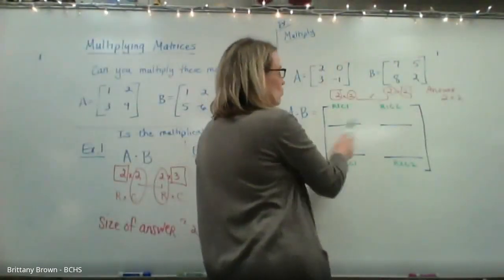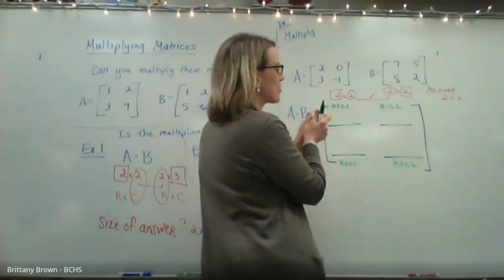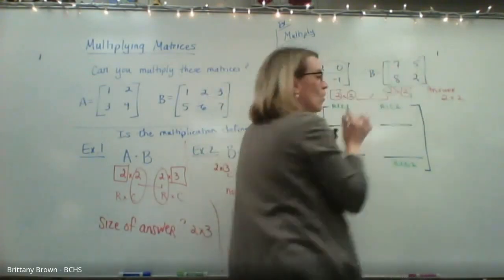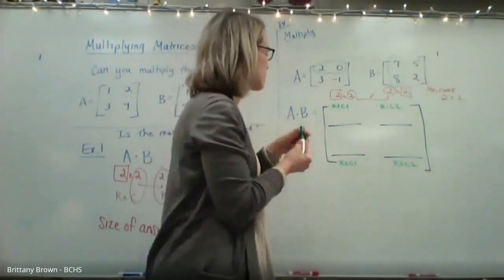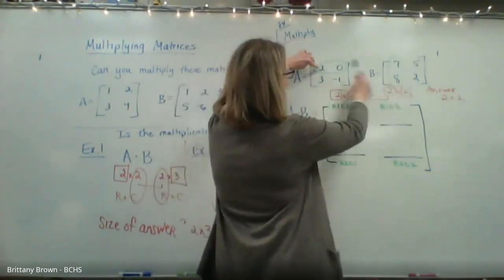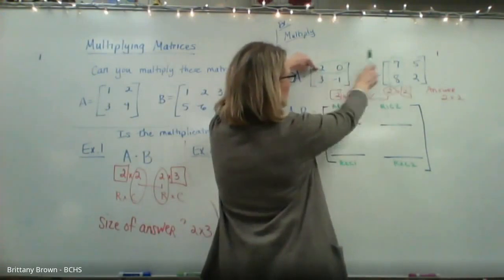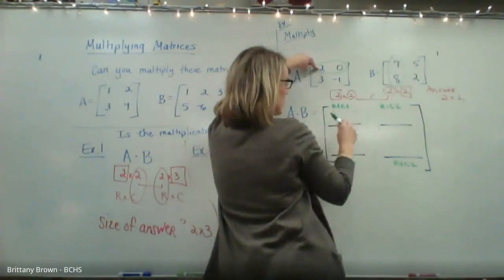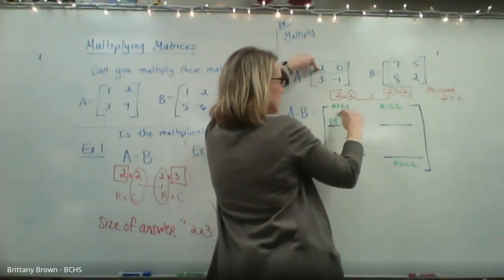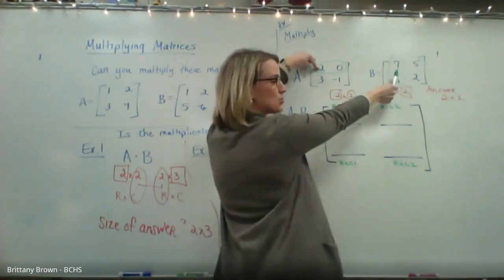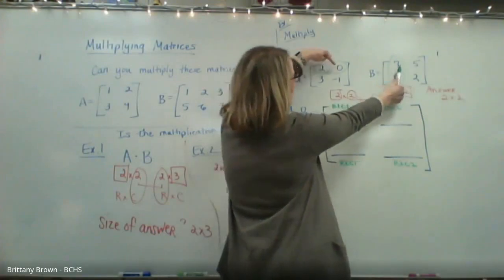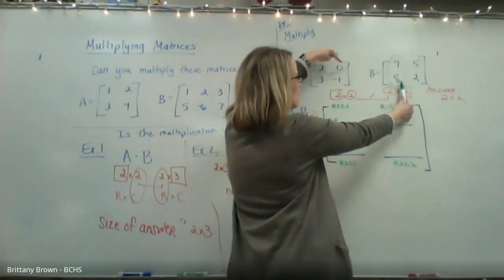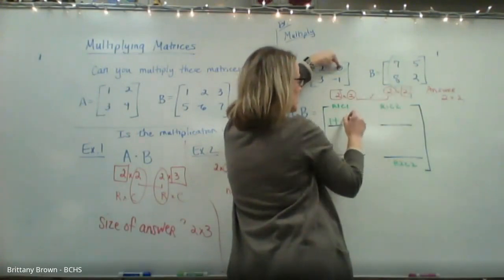Row 1, column 1. The answer that's going to go right there is going to be this. I'm going to multiply this row by this column, one element at a time. So I'm going to do 2, the first element in this row, times the first element in this column. So 2 times 7, that's 14. Write that number down. Okay, now if you've got more numbers in the rows and columns, you got to keep going. So I'm going to move to the next number in the row and the next number in the column and multiply those. So 0 times 8 is 0.